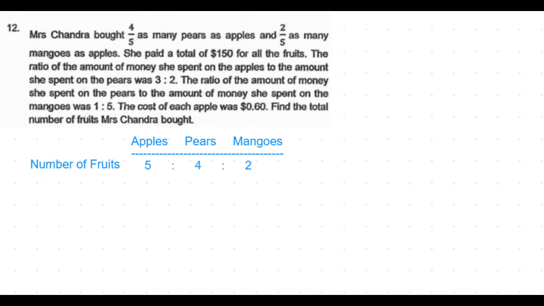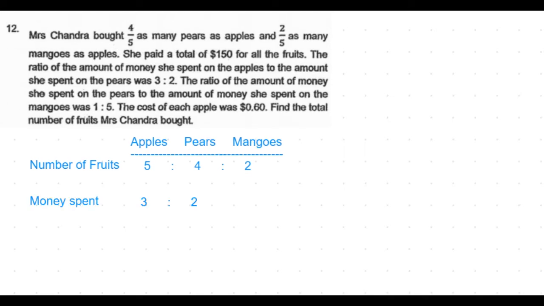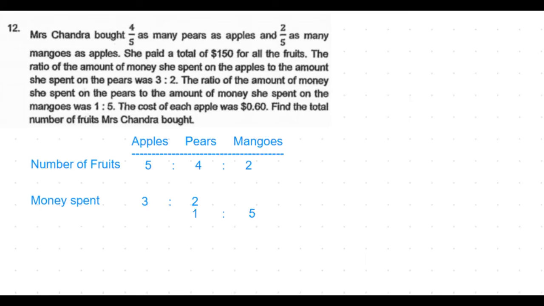Then the money she spent on these fruits. The amount of money she spent on the apples to the amount of money she spent on the pears was 3:2. Then the ratio of amount of money she spent on the pears to the amount of money she spent on the mangoes is 1:5, which means here the pear is the common one, and so we have to make that into the same number. Here the common multiple between 2 and 1 is 2. So the ratio of money spent on apple to pear to mangoes is 3:2:10, because the 1:5 becomes 2:10.